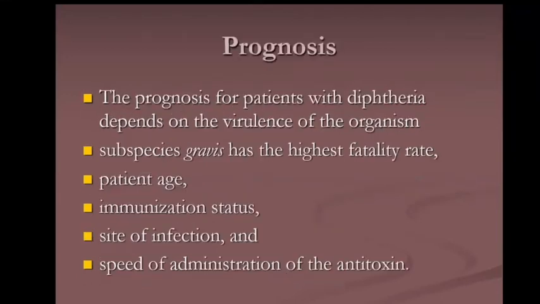Then prognosis. The prognosis of diphtheria depends upon the virulence of the organism and the subspecies; gravis has the highest fatality rate. Then the patient's age and immunization status. If partially or incompletely immunized, it can be less severe, and if not immunized at all, it can be more severe. Then the site of infection: laryngeal has the highest mortality, while nasal and cutaneous have a relatively good prognosis.